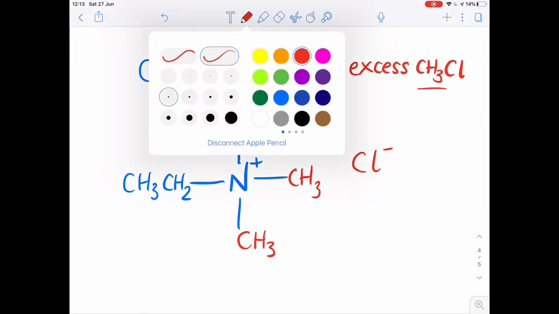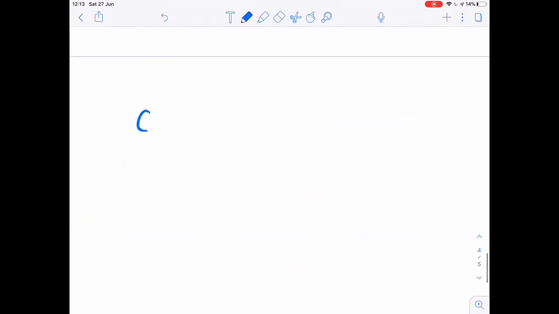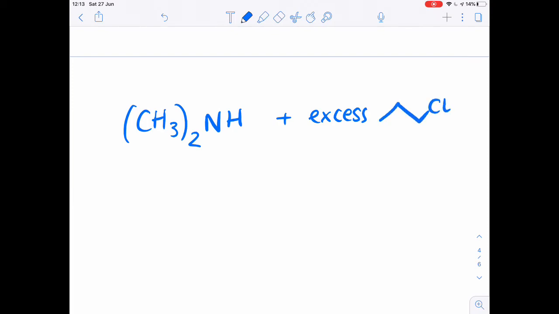What if we start with a secondary amine? What difference would that make? So if I were to start with dimethylamine that looks like that, and add excess 1-chloropropane, so do a skeletal, it would look like that. Well, how would that be? So remember that because we've got excess halogenoalkane, we're going to form a quaternary ammonium salt. So we've got an N with a plus and 4 sticks.